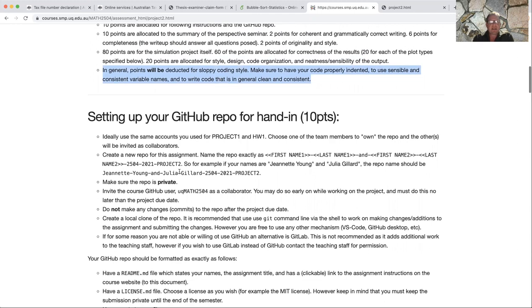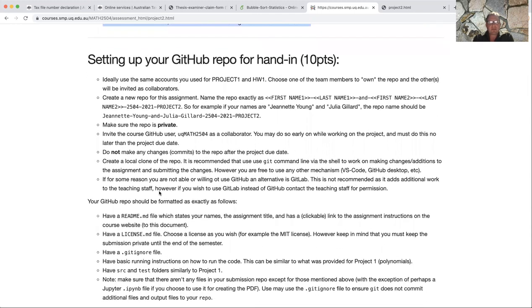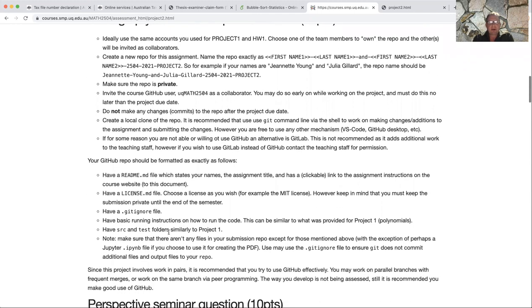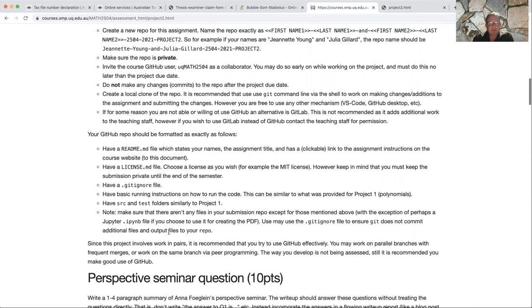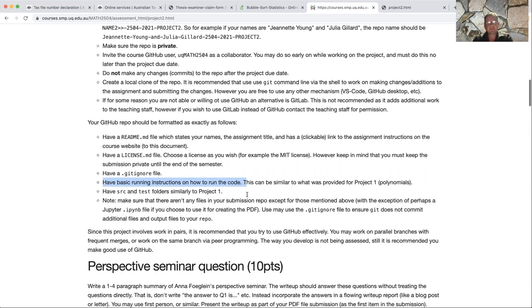Setting up the GitHub repo is just like before, but what you need that you didn't have before is some basic running instructions on how to run this. In the first project, Polynomial, we gave you a bit of a README. Now you should have some basic running instructions which say, to run my code, just download and do this and this and this. It should be simple.